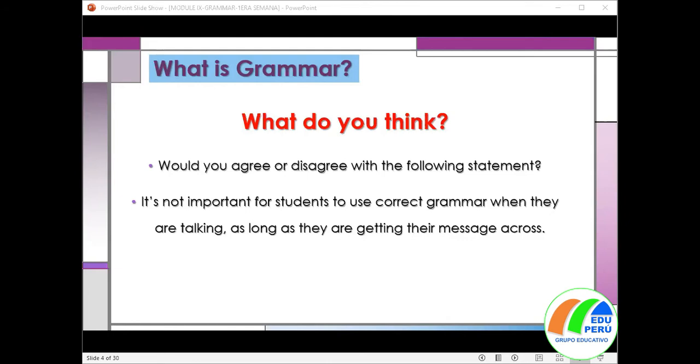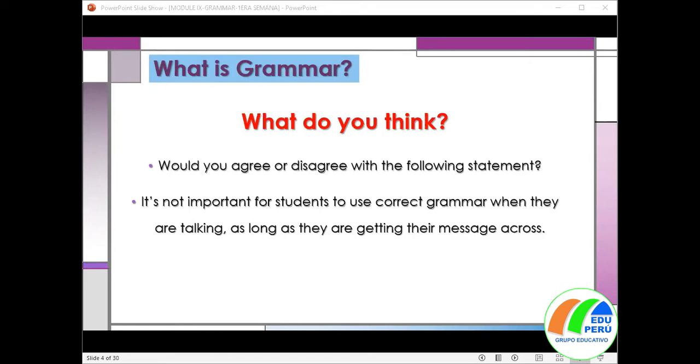But don't get confused here. When we talk about grammar, as you can see before, they are not exactly rules. Sometimes people say rules are boring, and it's not necessary to use rules to speak. But remember, grammar is not rules. Grammar is the foundation in order to express ourselves.